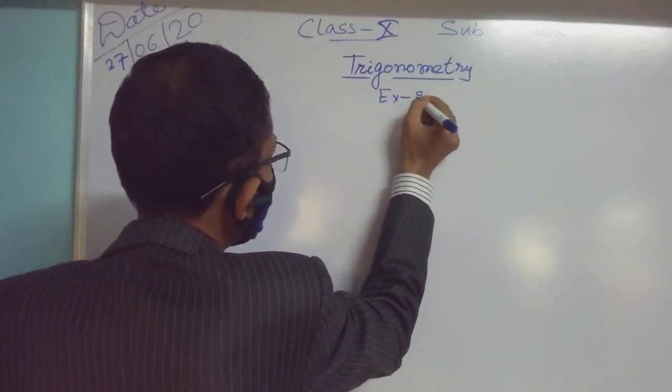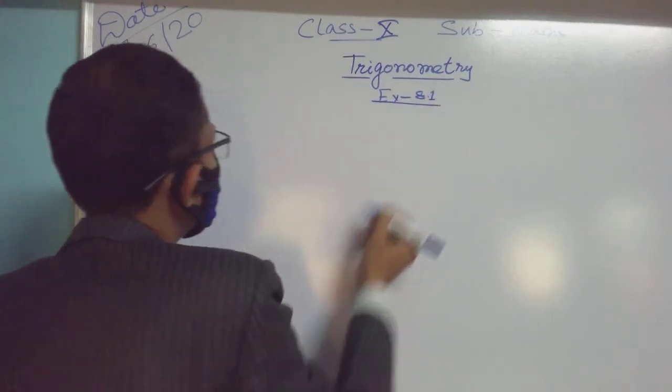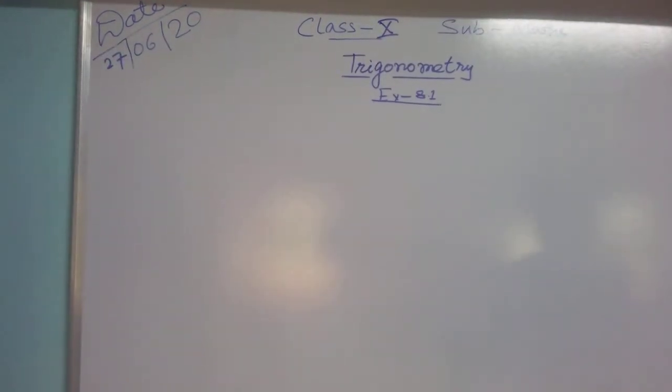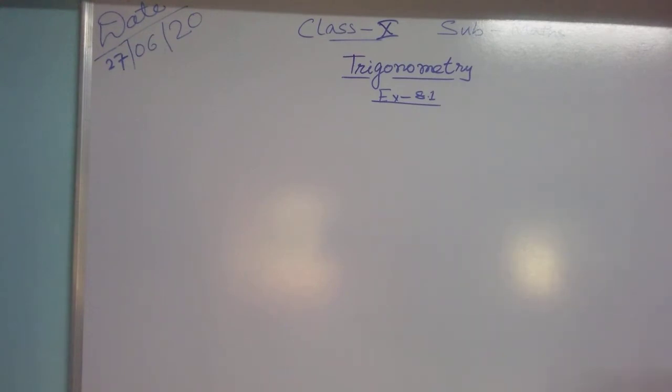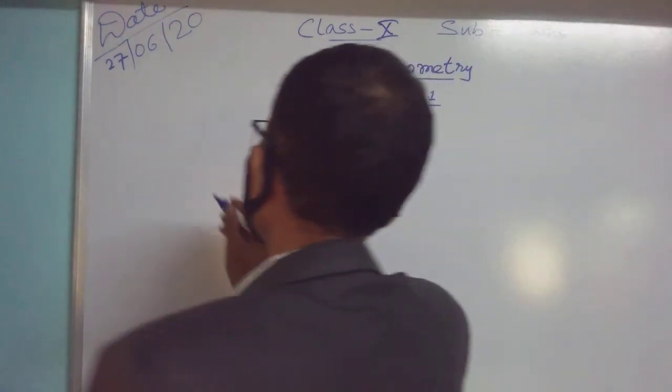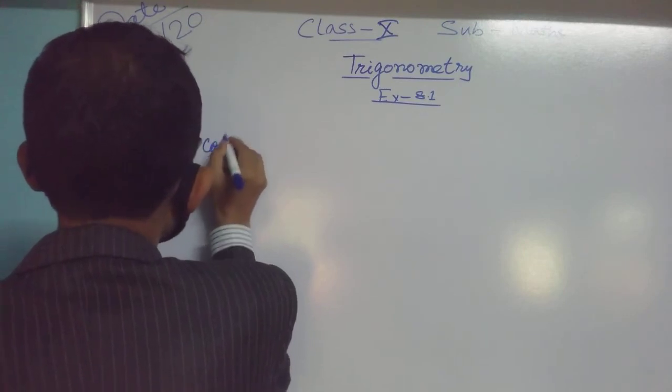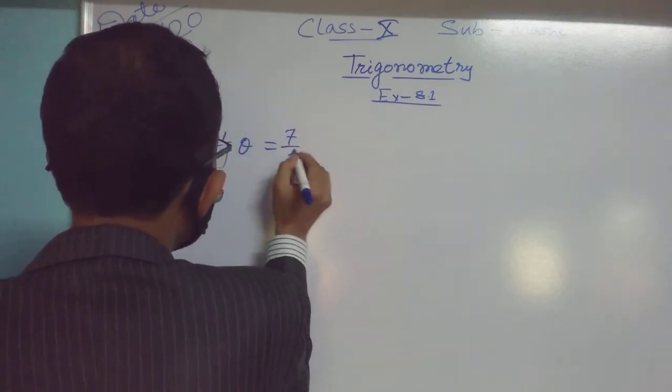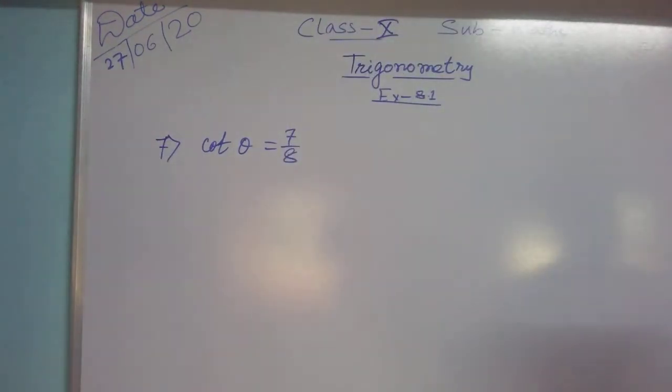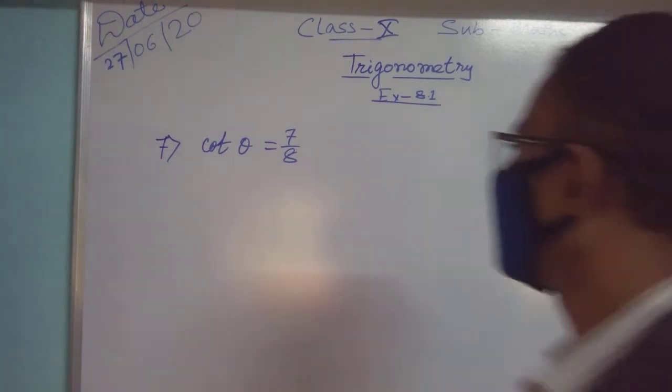Exercise 8.1. So, cot theta is 7 by 8. Where to solve? Evaluate 1 plus sin theta into 1 minus sin theta, divided by 1 plus cos theta into 1 minus cos theta. Evaluate 1.